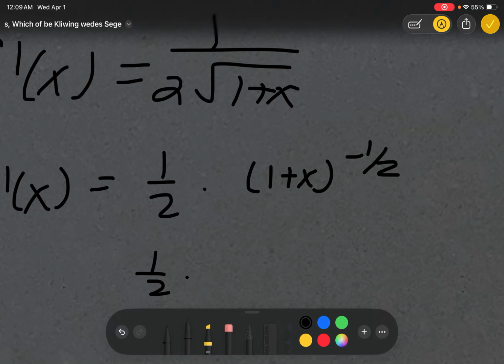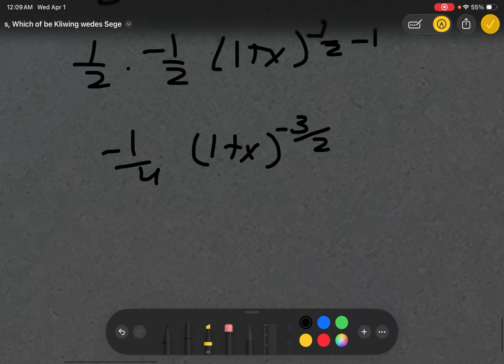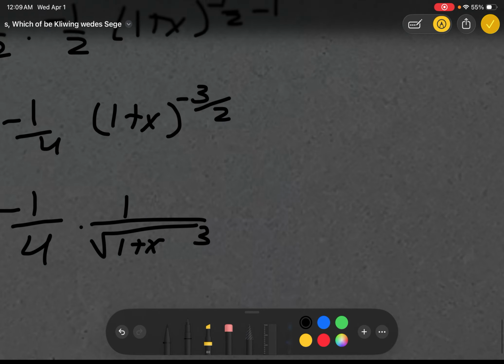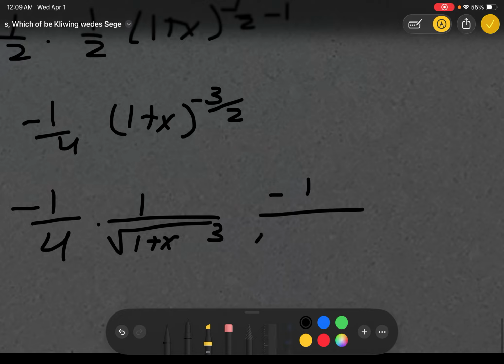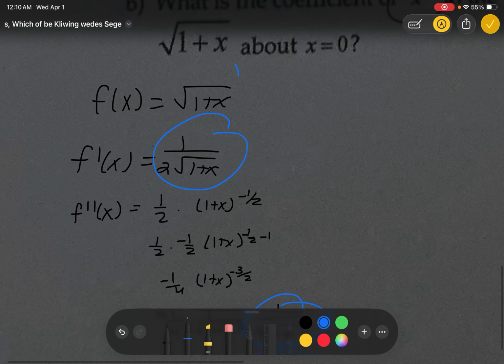That's going to be 1/2 times negative 1/2, 1 plus x to the negative 1/2 minus 1. That's going to be negative 1/4. 1 plus x, negative 1/2 minus 1 is negative 3 over 2. Negative 1 over 4 times 1 over 1 plus x cubed. So to clean this up, you should get negative 1 over 4 root 1 plus x cubed. Let me just circle that for now so that we don't get lost with our derivatives later.